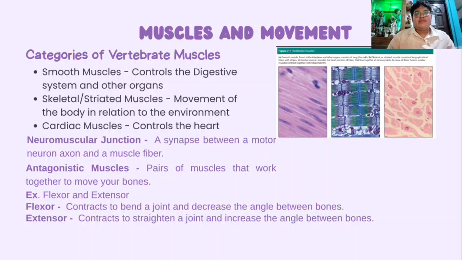There are also antagonistic muscles, which are pairs of muscles that work together to move your bones. So, when you move your arms back and forth, it uses the antagonistic muscles. Examples of antagonistic muscles are flexors and extensors. Flexors contract to bend a joint and decrease the angle between bones, while extensors contract to straighten a joint and increase the angle between bones.